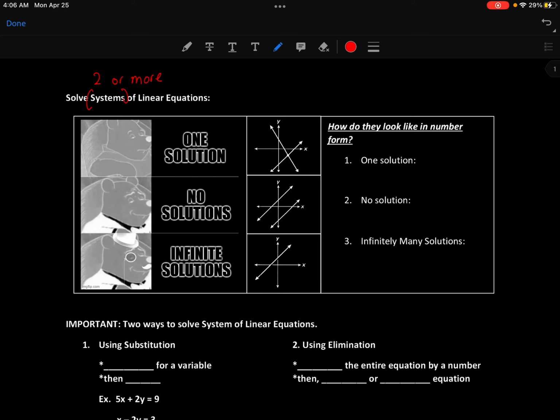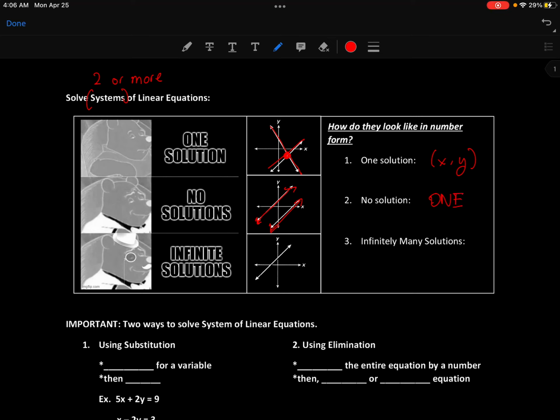Number one, one solution. It's when the two lines, boom, intersect and they meet at a point. They look like x comma y. Now, if they have no solutions, it's when the lines are parallel. They never intersect. So no solution, it just does not exist.